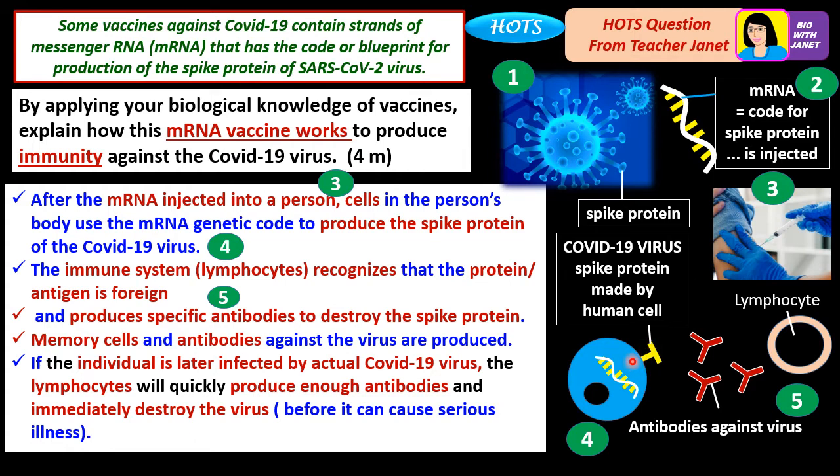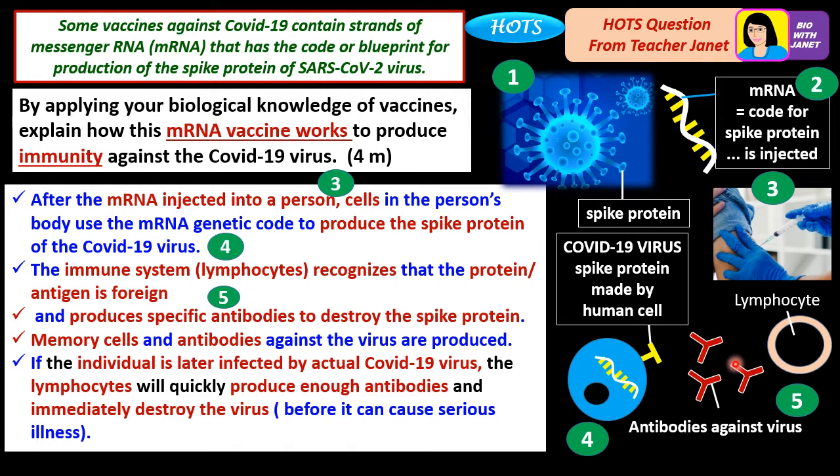Okay, it's produced by the human cell, not the virus, all right? And then the immune system, which are the lymphocytes, will recognize that this protein or antigen is foreign. Now, although the cell is a human cell, the antigen here on it is the spike protein. It is a foreign substance. Okay, so this is recognized by the lymphocytes, which will then be stimulated to produce specific antibodies to destroy the spike protein. So these are the antibodies, right?